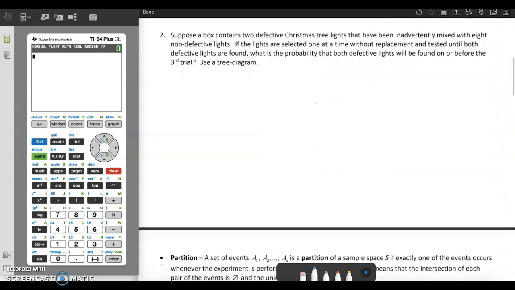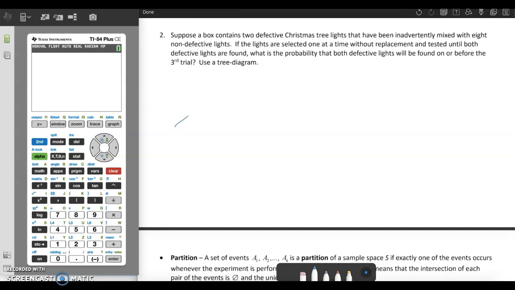Let's do another example with the tree diagrams. Suppose a box contains 2 defective Christmas tree lights that have been inadvertently mixed with 8 non-defective lights. If the lights are selected one at a time without replacement and tested until both defective lights are found, what's the probability that both defective lights will be found on or before the third trial? Use a tree diagram. I know that I hate messing with Christmas lights. This is a very applicable situation for me.